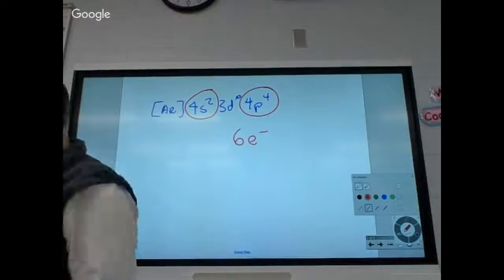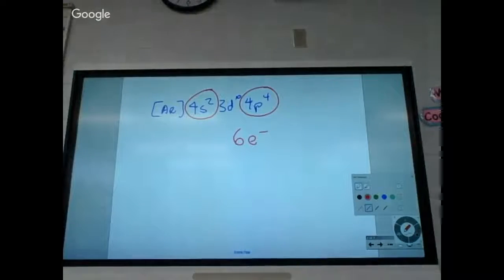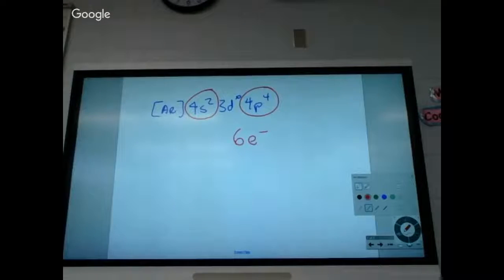Okay? Some of you looked at the periodic table and said Se is here: 1, 2, 3, 4, 5, 6 electrons. Some of y'all did that. How'd the rest of y'all do it? Those are usually the two most common ways to do it. You drew the arrows. That is a way to do it.